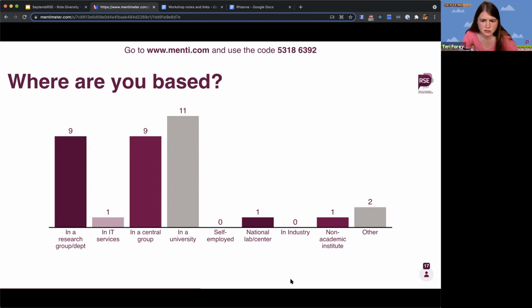Cool. So we have people who are not in university, which I think is really good, because I think we should be a larger community than just people in higher education institutes. We've got a perfect mix of people in central groups and in research groups and departments, one person in IT services. So this is a real mixture. And I think this goes to show all the variety of where RSEs are and the diversity of it.